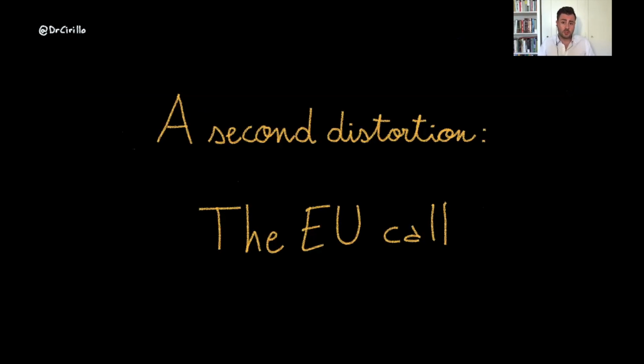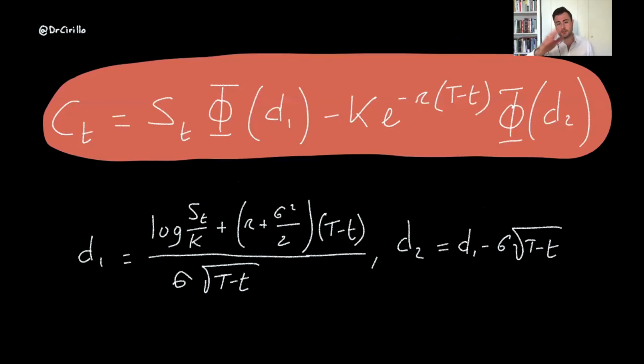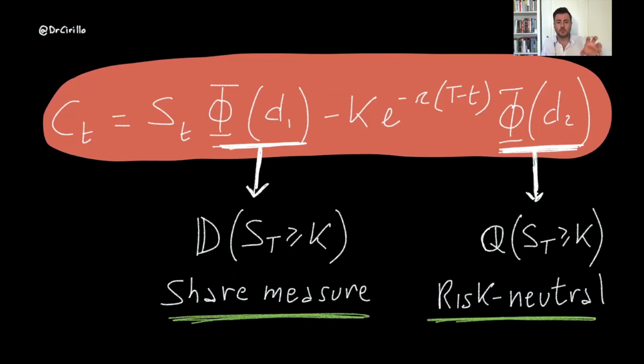A second important distortion that we can consider is the one that we have already seen in the European call. So we know that at the end of the day, this is our pricing formula. We know all the different components, and we know that inside this formula we can observe two different probabilities of the same event to be in the money. One is the probability under the share measure, or the stock measure, or the price measure, as you want to call it, and one is the probability under the risk neutral measure.